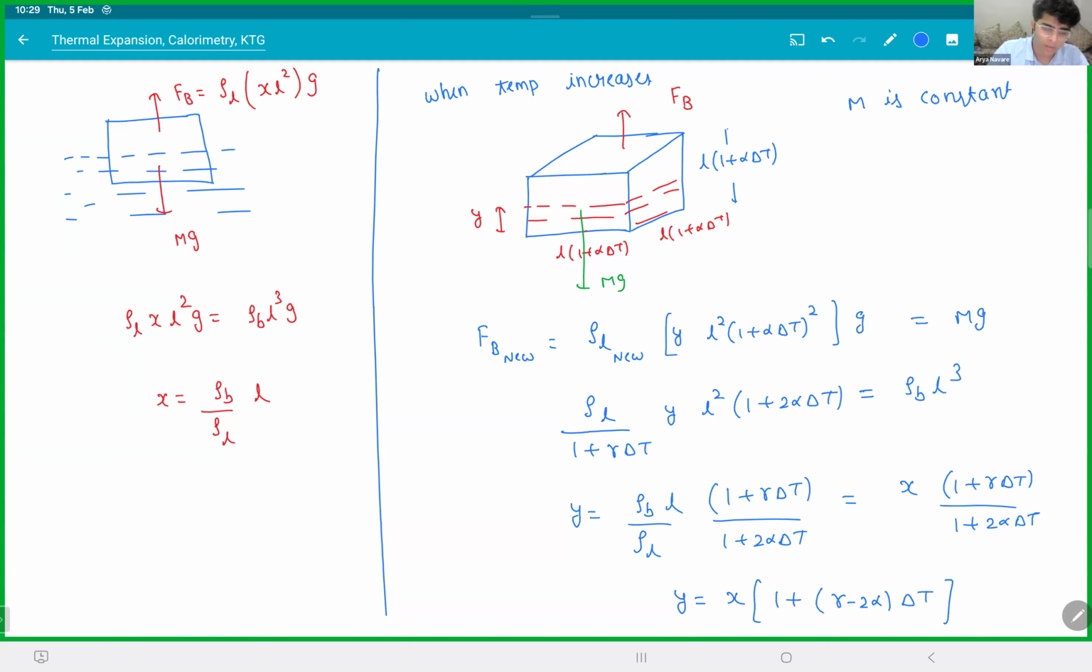Sir, for no change in x, what if we equate their specific gravities? Which specific gravities? How can you equate the specific gravities? You have to equate the forces. Buoyant force is equal to mg. That is the equality, right? How can you equate the densities? If the densities are equal, it will completely sink, right? Why would it float outside a bit?